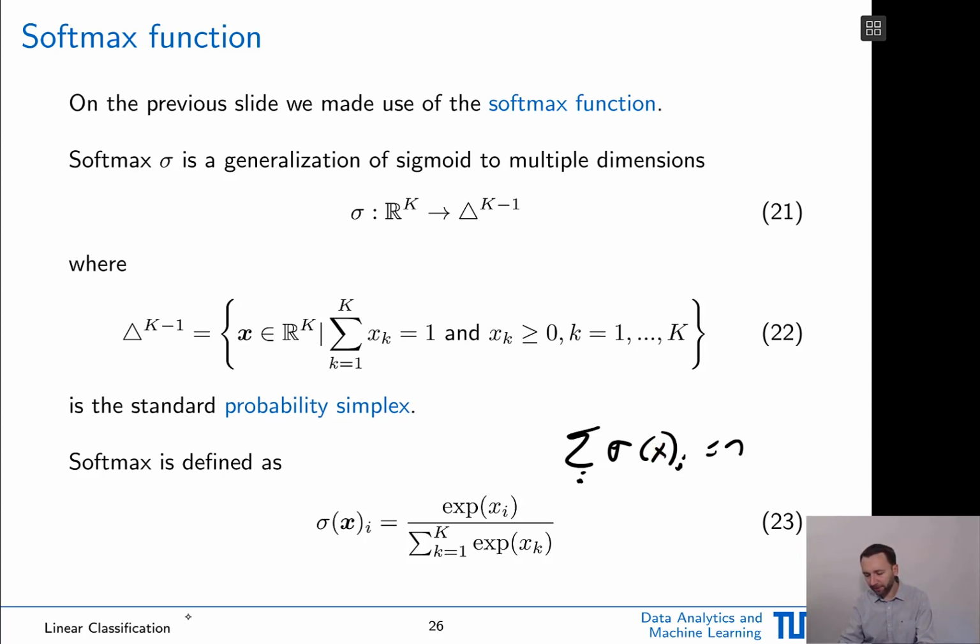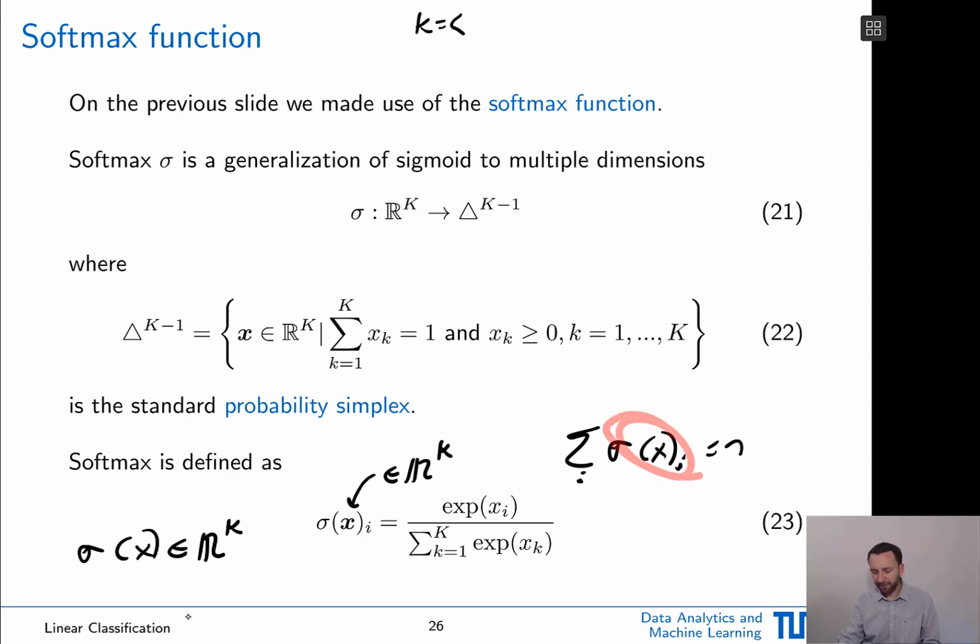Let me do it in a bit more detail. First note that this, using this notation, would be a k-dimensional vector. So the input to the softmax is k-dimensional. In the previous slide, we used k equal to the number of classes. We feed in a k-dimensional vector, we get out a k-dimensional vector. Importantly, if we sum over every component of this k-dimensional vector, it sums up to 1.